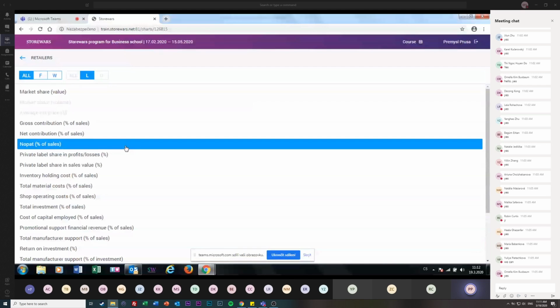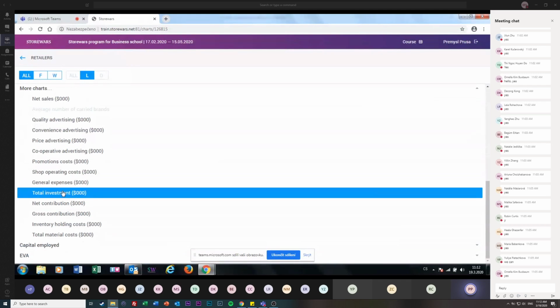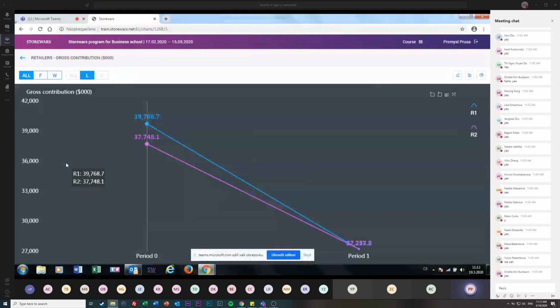And I usually start with the gross contribution, because the gross contribution shows the margin. It shows the margin you are charging. So this is the gross contribution development in the case of retailers 1 and 2. And here I would like to point out that you have dropped the margins basically, and that can be an issue. So for the next period, you should concentrate on your margins. You should concentrate on your margins because you are losing the margins.